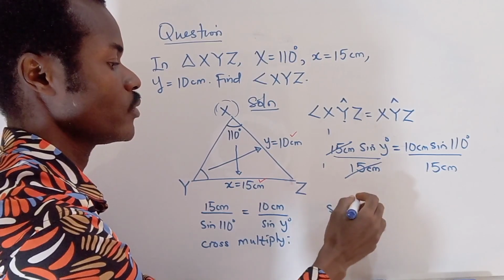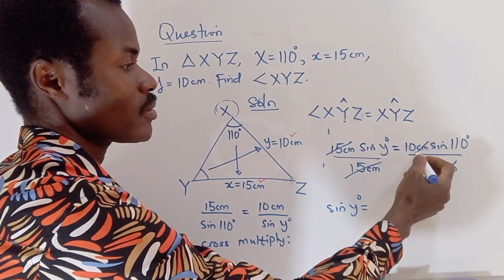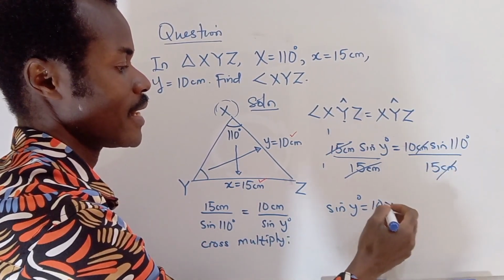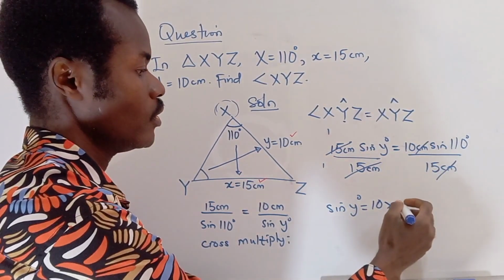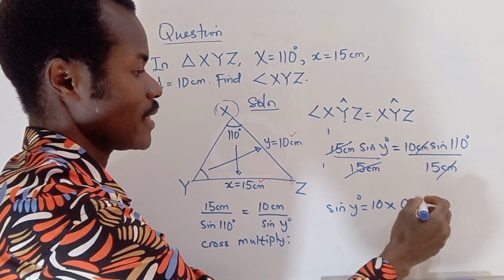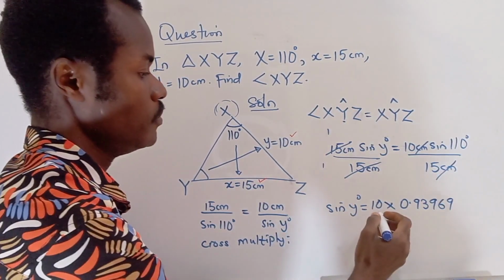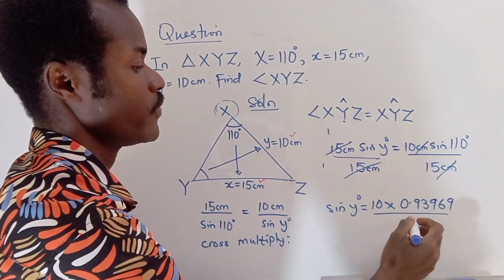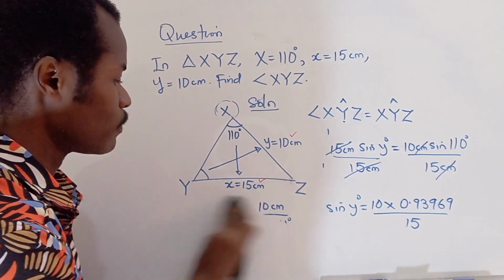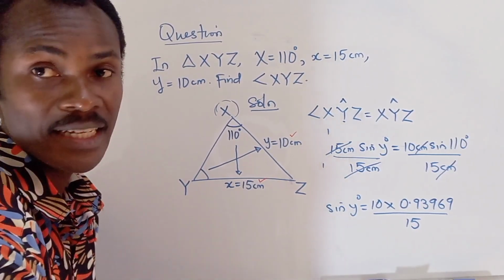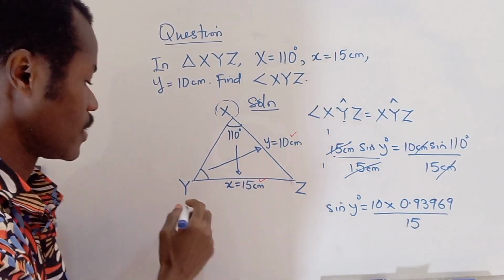sine y degree is equal to... Now centimeter can cancel centimeter, so we have 10 times sine 110, divided by 15. So what is sine 110? If you press your calculator, you should be having 0.9397. So we multiply 10 times 0.93969.